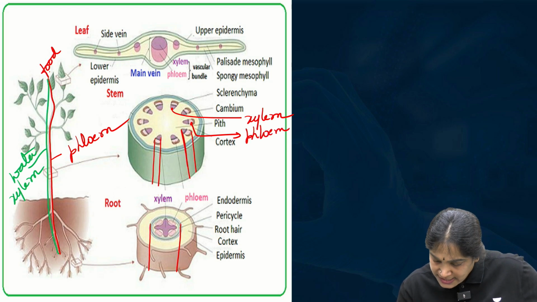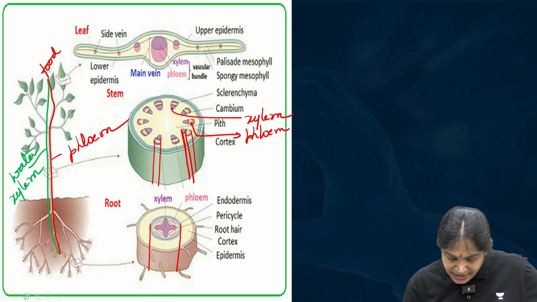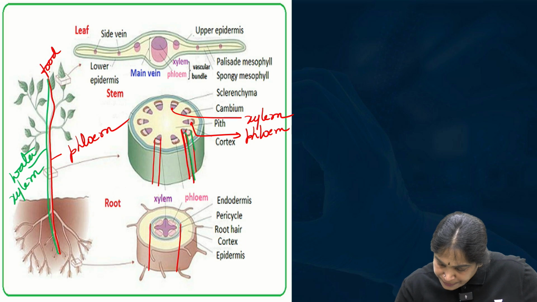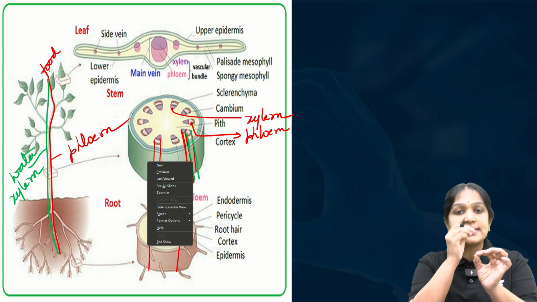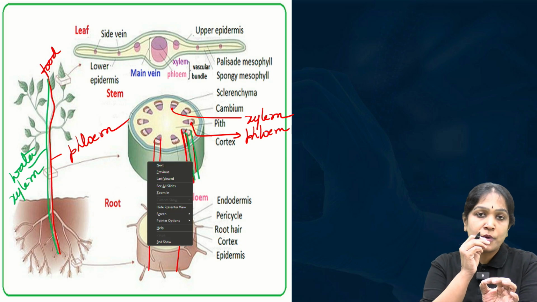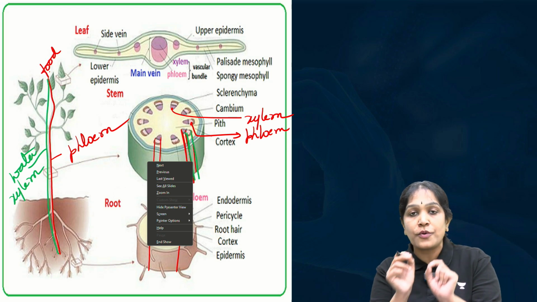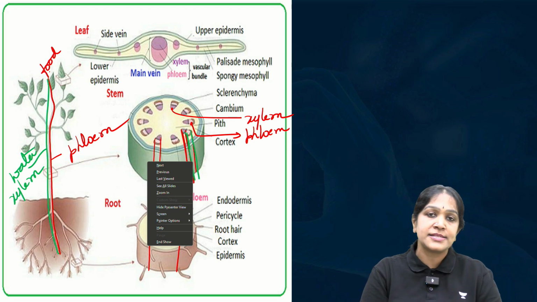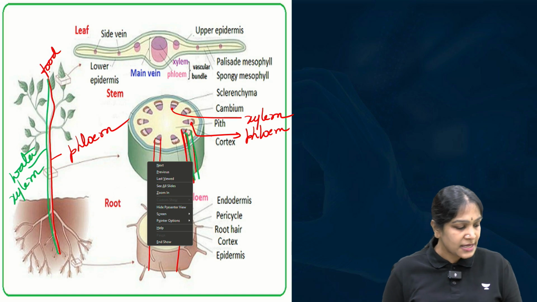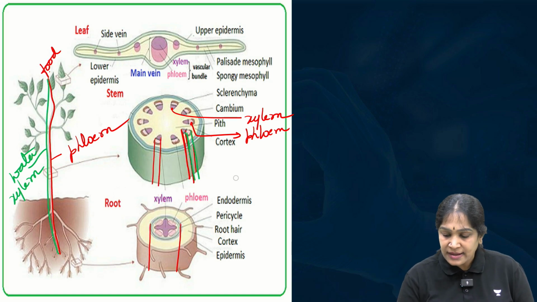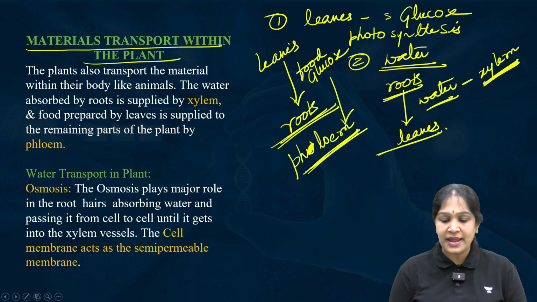So this is like one straw and this is like another straw. Through the straw called xylem, the water is transported. Through the straw called phloem, the food material is transported. This is the material transport in the plant.